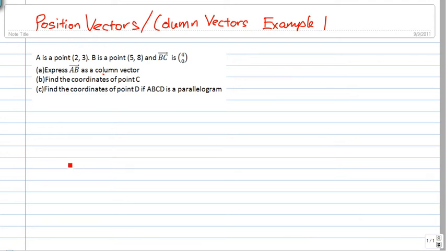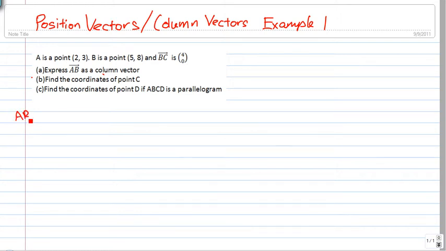Right, so A is (2, 3) and B is (5, 8), and the question goes on to say that BC can be expressed as the column vector (4, 0). Now they ask you specifically for part A to represent AB as a column vector. So let's do part A here. Represent AB as a column vector.